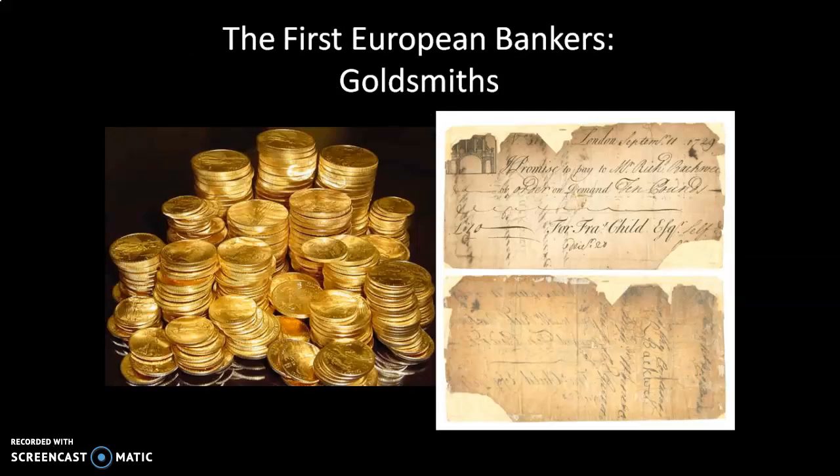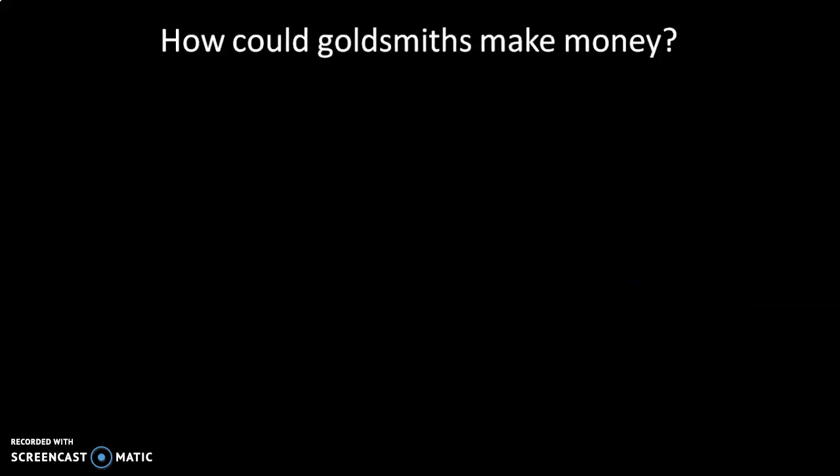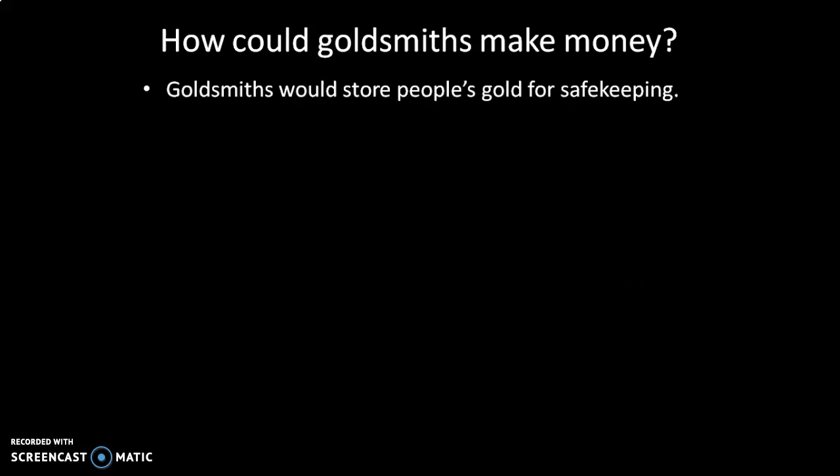The very first European bankers were goldsmiths. A goldsmith is someone who basically makes something out of gold. Okay, so let's talk about the role that goldsmiths played in the creation of our modern economic system that we use in money management. So, how would goldsmiths make money? Well, a goldsmith would store people's gold for safekeeping.